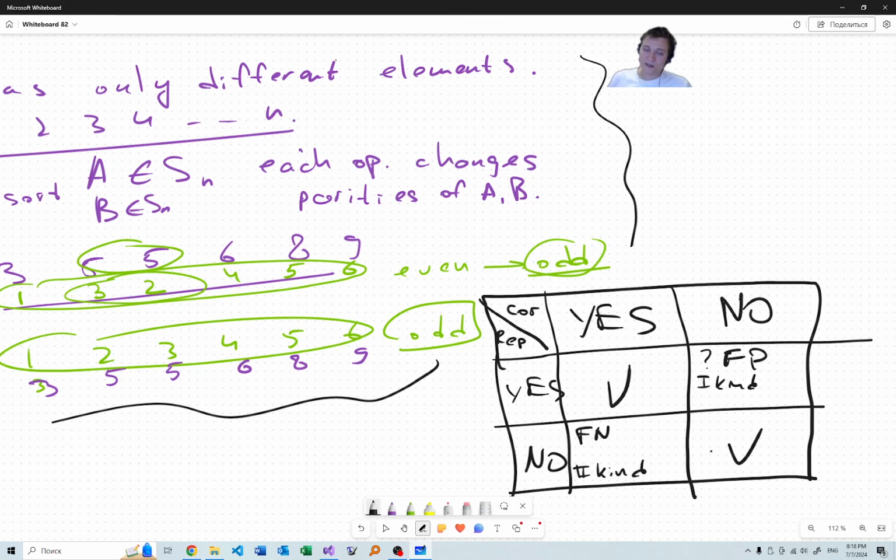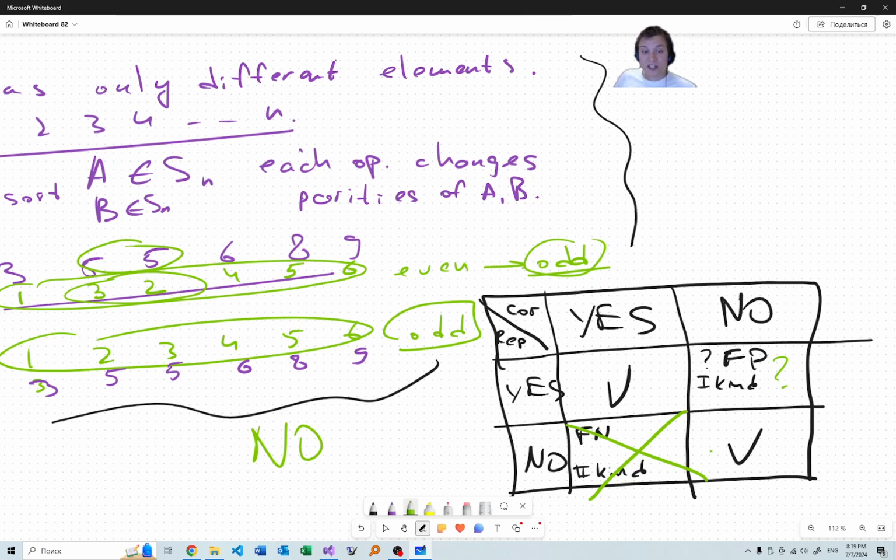Are both of these errors possible in our solution? Actually, no. If our solution said no, then even with the extended set of operations, it is impossible to transform one array into the other one. So if we said no, then the actual answer is no. It cannot be yes. So this cell is impossible. A false negative is impossible in our problem. We can only get a false positive.